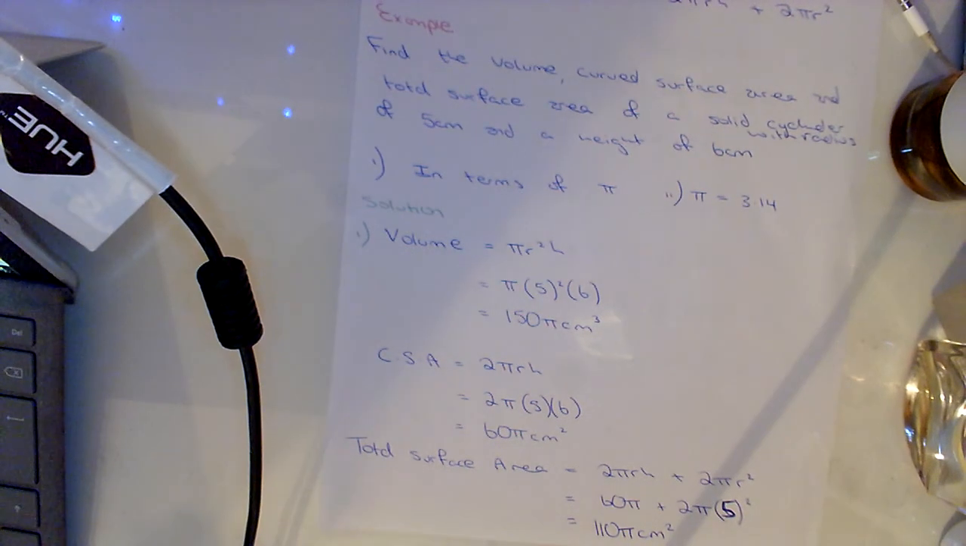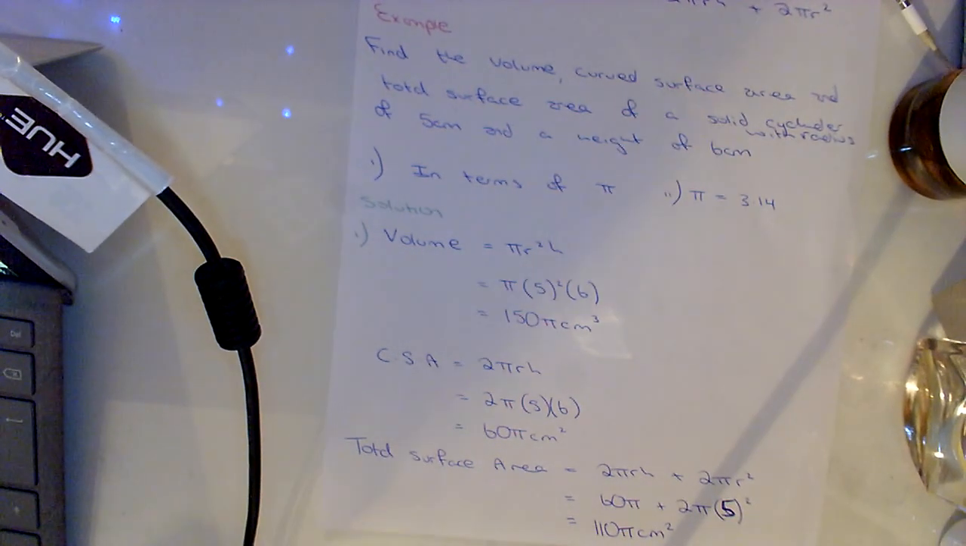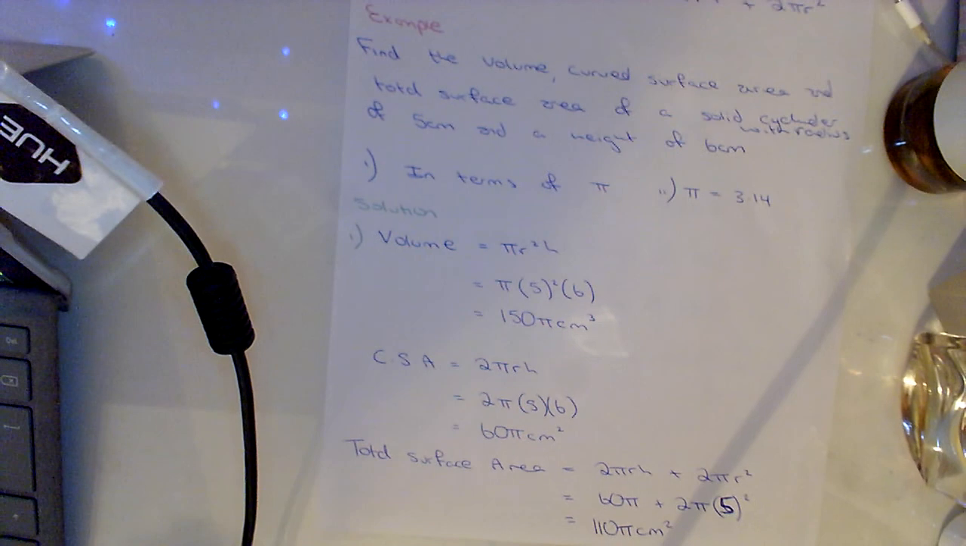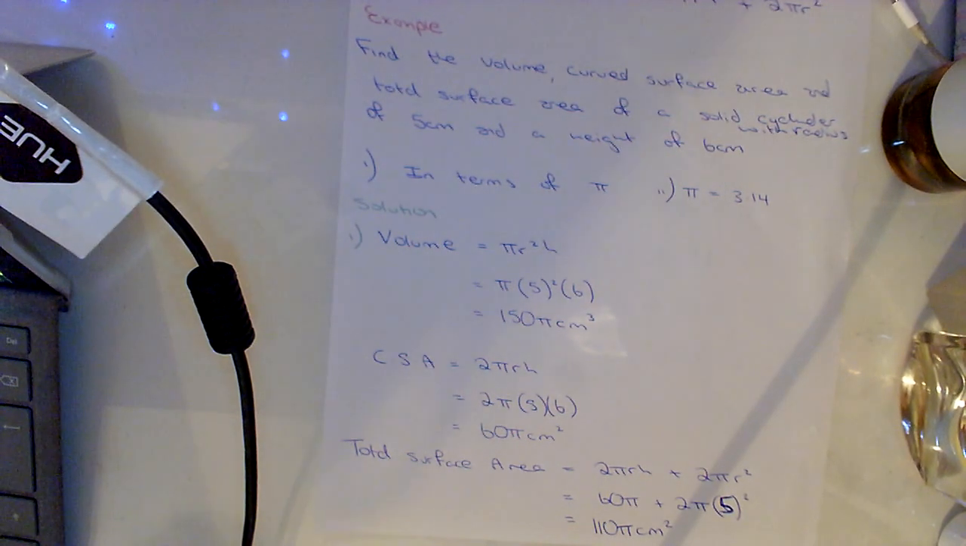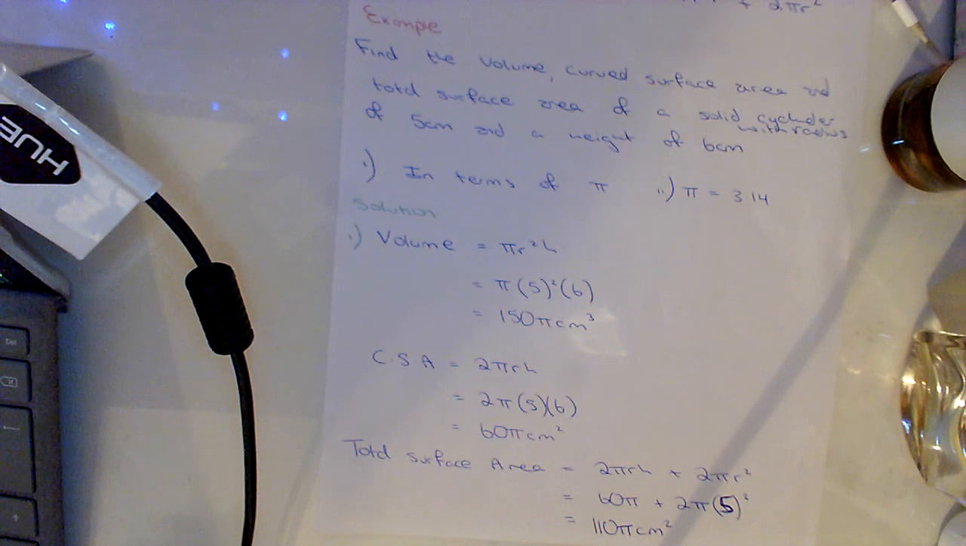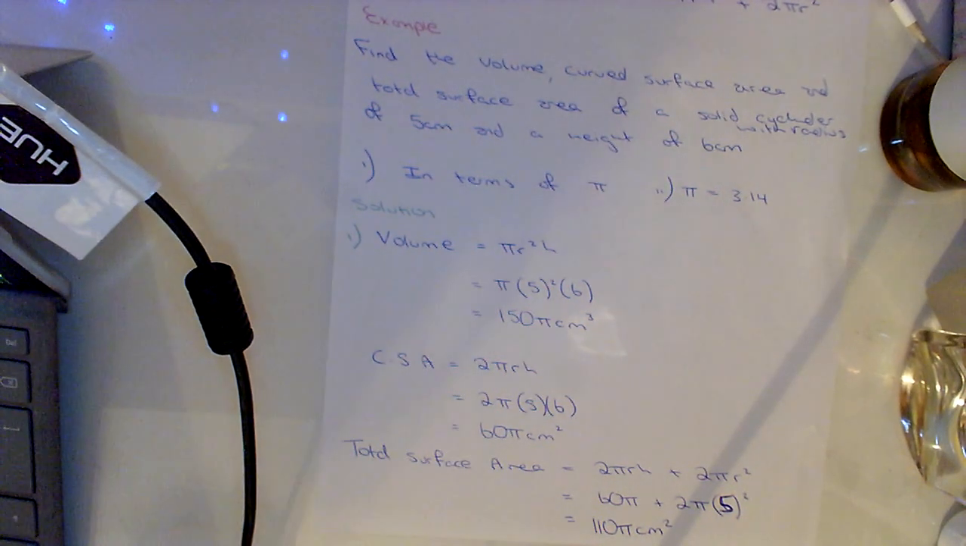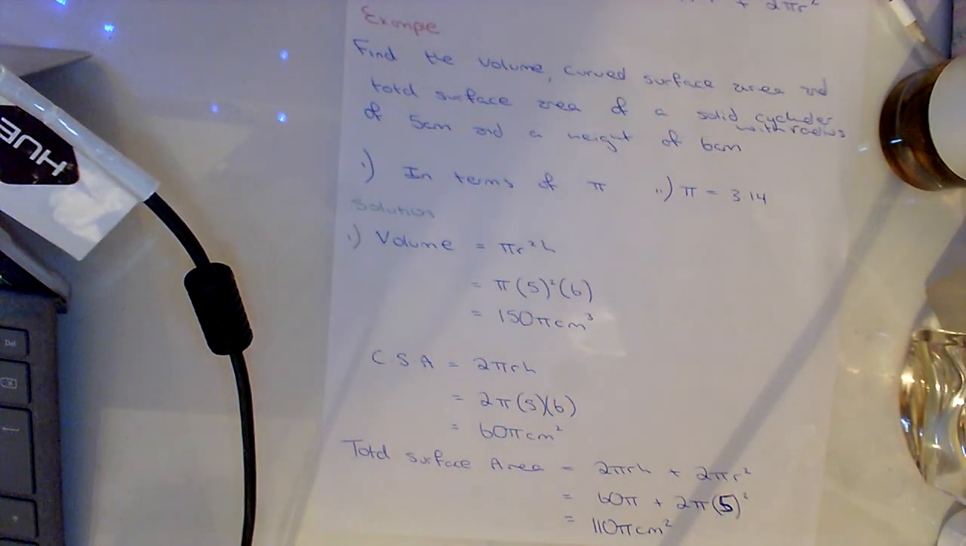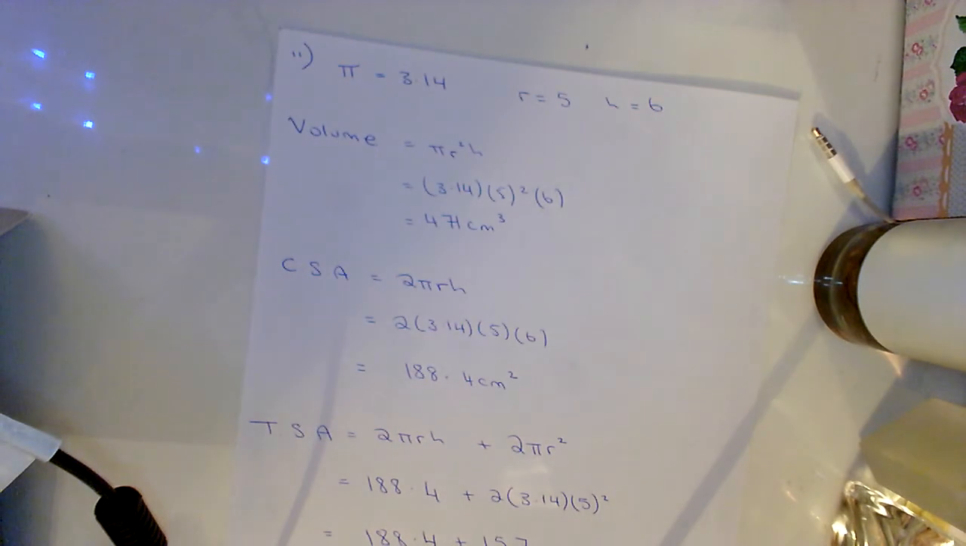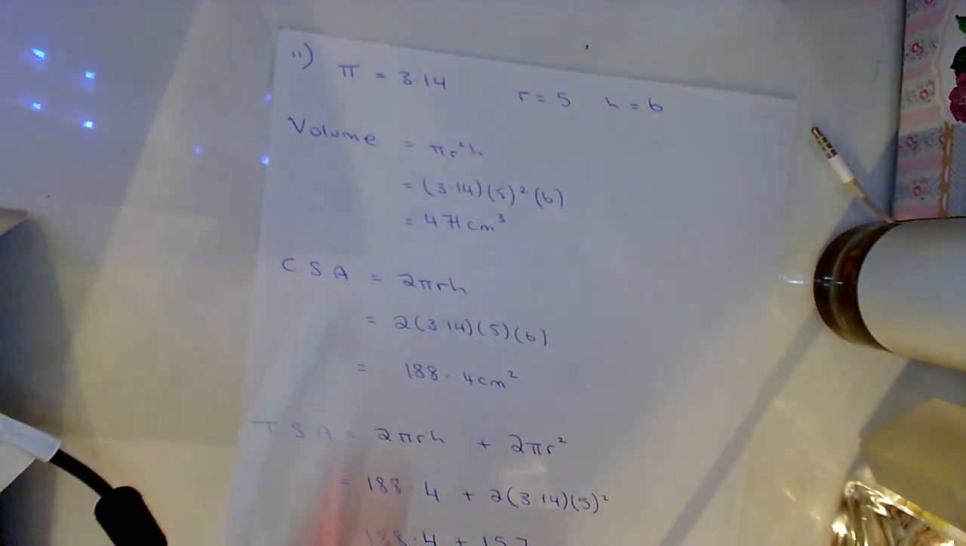Now I'm going to do the exact same question, but this time they wanted it with pi equal to 3.14. So I have pi is equal to 3.14, my radius is 5, my height is 6, so my volume is equal to pi r squared h. So I have 3.14 bracket 5 squared, bracket 6, and I get 471 centimeters cubed. My curved surface area is 2 pi r h, and I have 2 bracket 3.14, 5 bracket 6, and I get 188.4 centimeters squared.